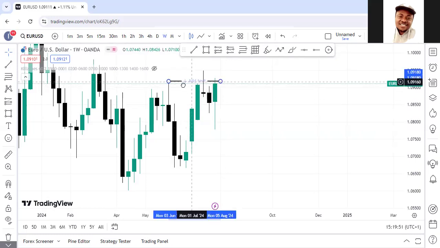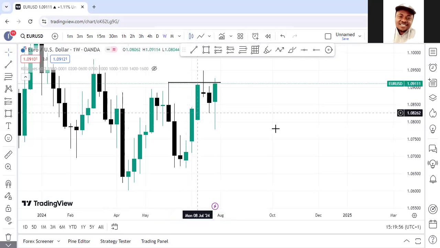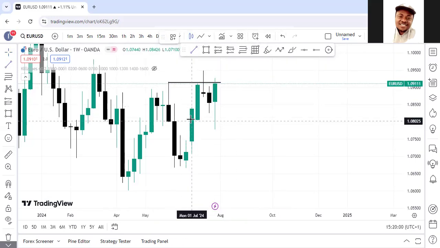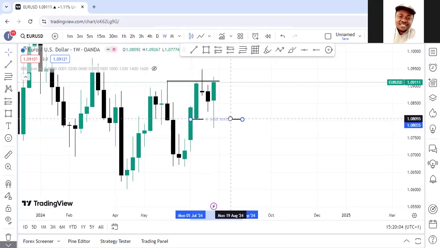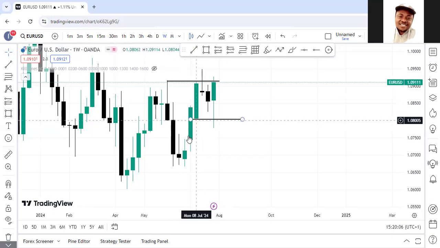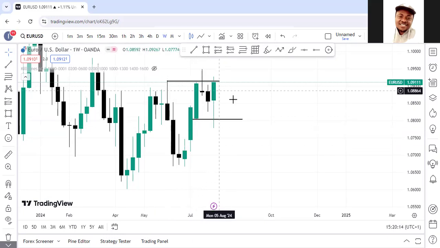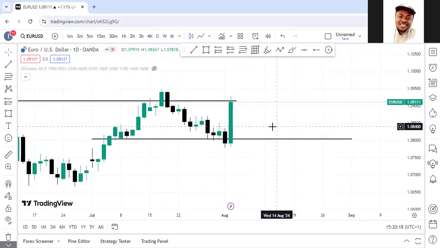Now, this break of structure is price taking out the external liquidity. And now, after price has taken out the external liquidity, what can we expect? We expect price to retrace back into the internal liquidity. And we have seen price come into this buy side imbalance sell side inefficiency. We have seen price come into this fair value gap, and we have seen the displacement to the upside. So going to the daily time frame.